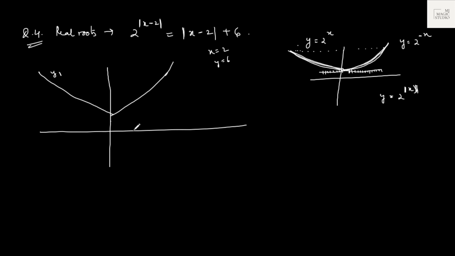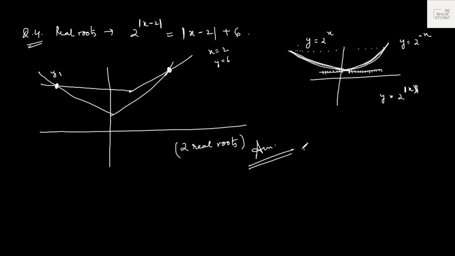We have got this value 2, 6 something like here, and from here we will have a V-shape curve. It will meet the graph of y1 at 2 points. There will be 2 intersecting points. Therefore, equality holds at 2 values of x. We can say 2 real roots are possible for the given equality.